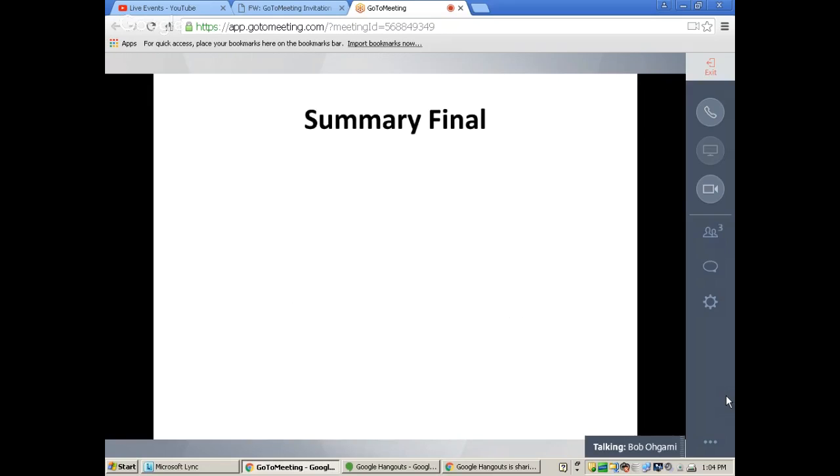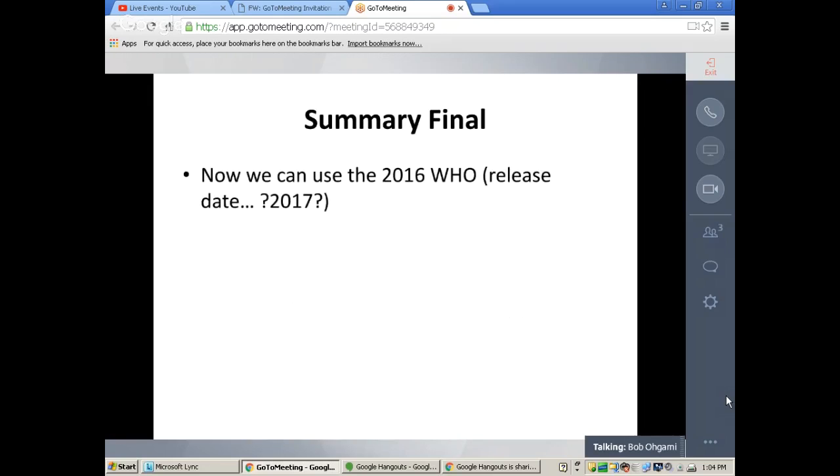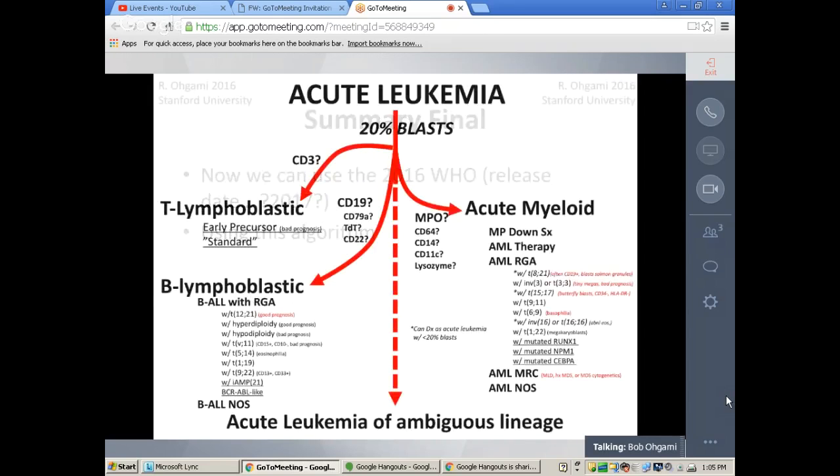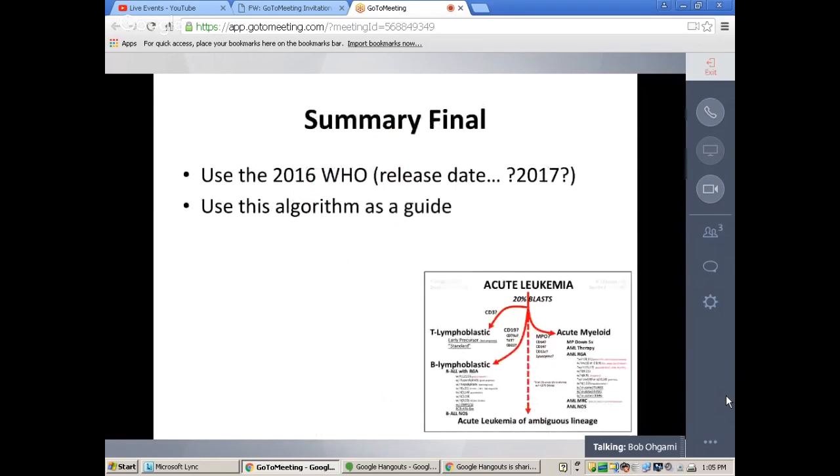People have their opinions. So the final summary here is that now we can use the 2016 WHO, which will be released soon, officially, completely. And it uses this algorithm, right? Because it's very easy to get to the correct diagnosis with it as a guide. And again, if you need more information, or you have questions, feel free to email me. Thank you. That's it.